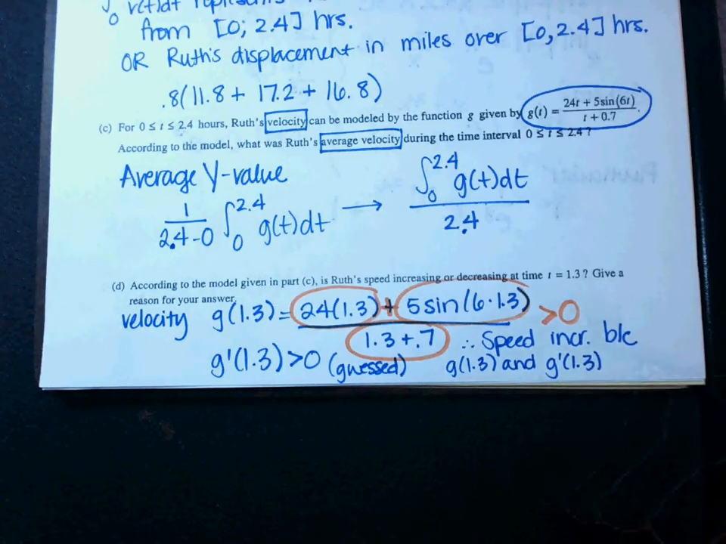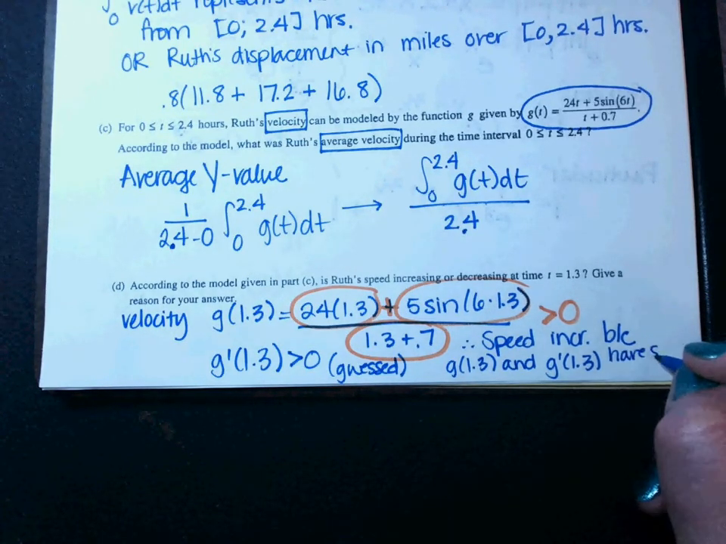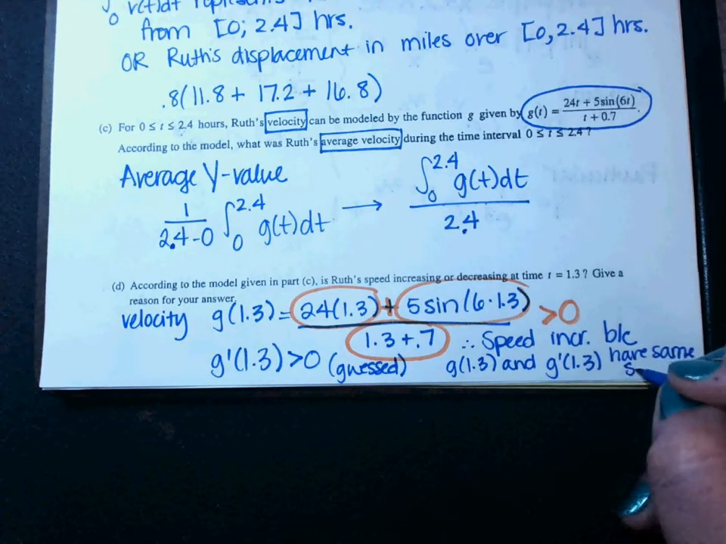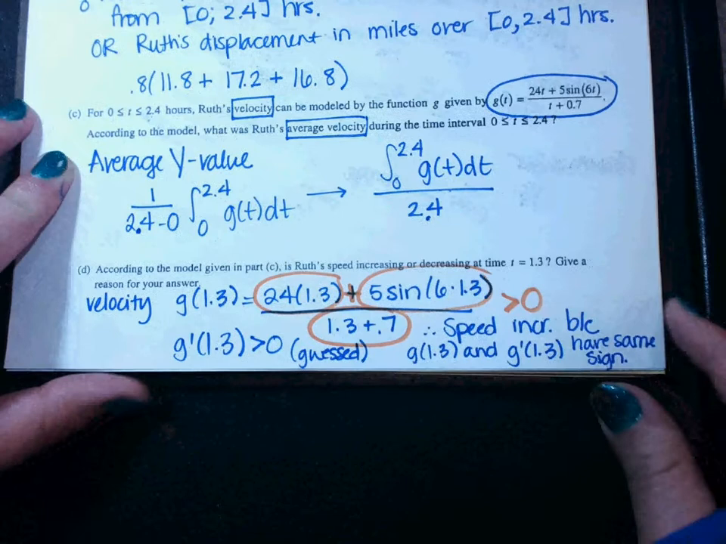have the same sign. And make sure, don't say they are similar or they match. Don't put any weird non-math terms in there. They have the same sign. Or you could put they're both negative if you like, but don't put any other weird verbiage.